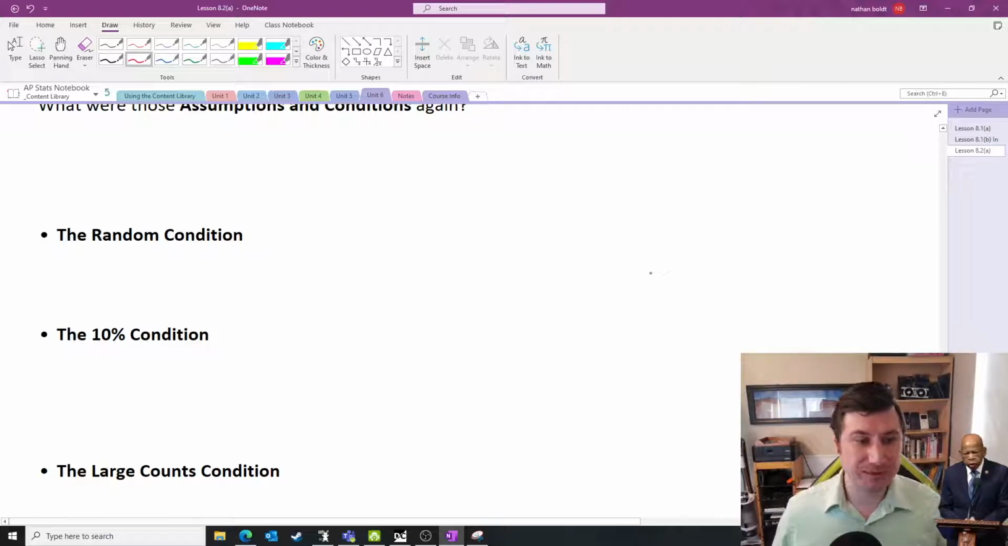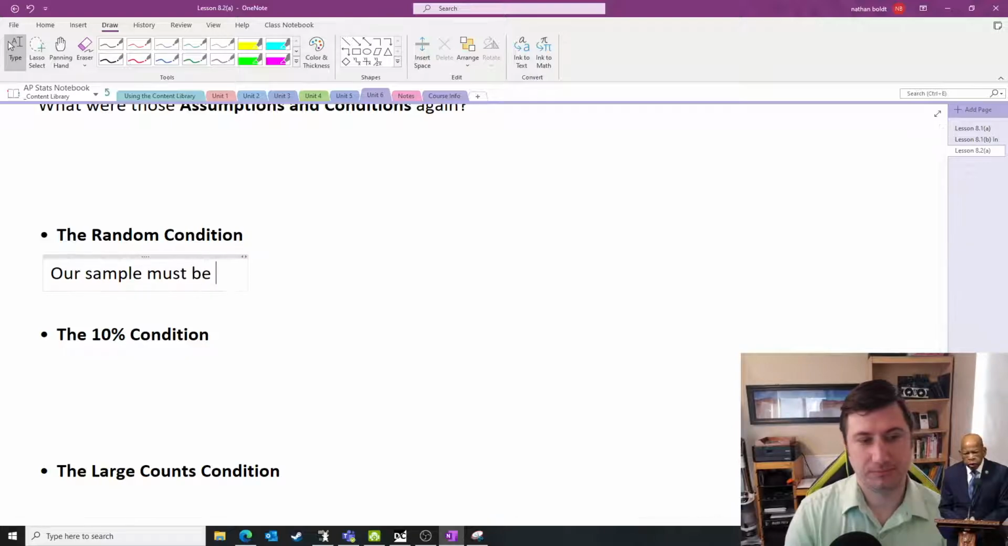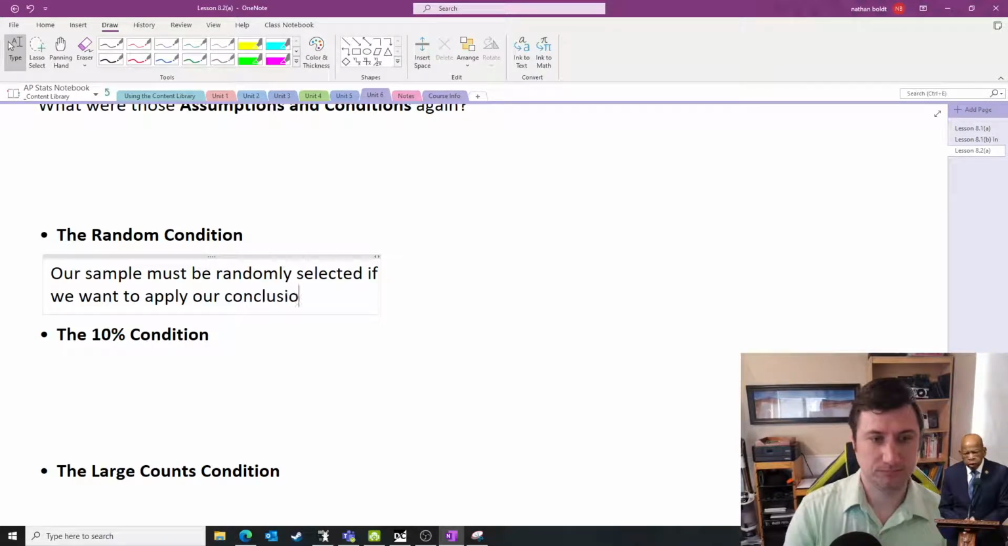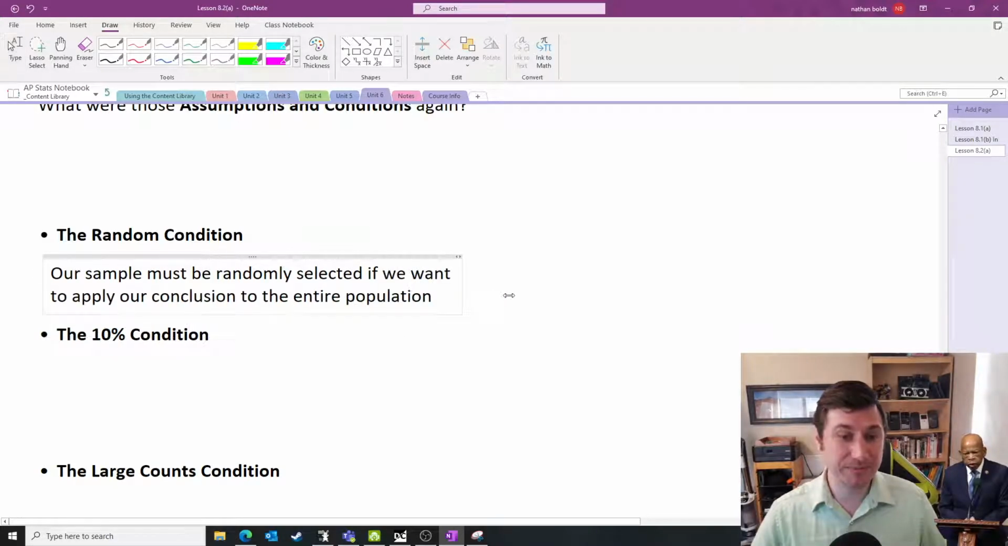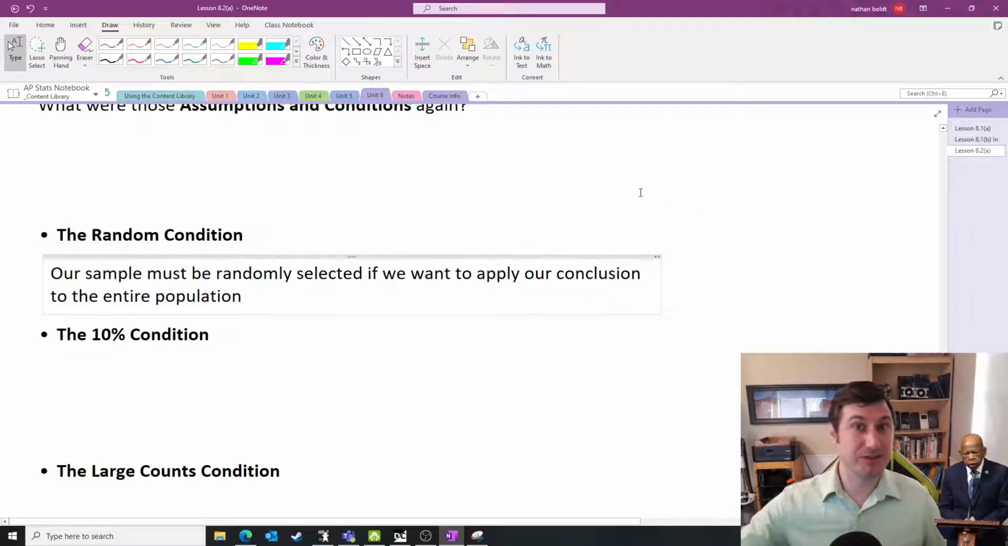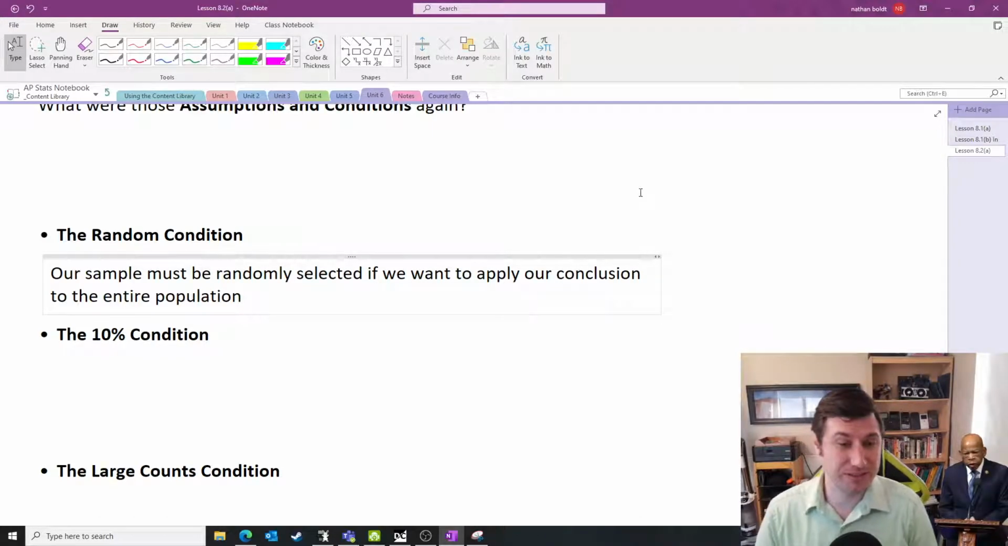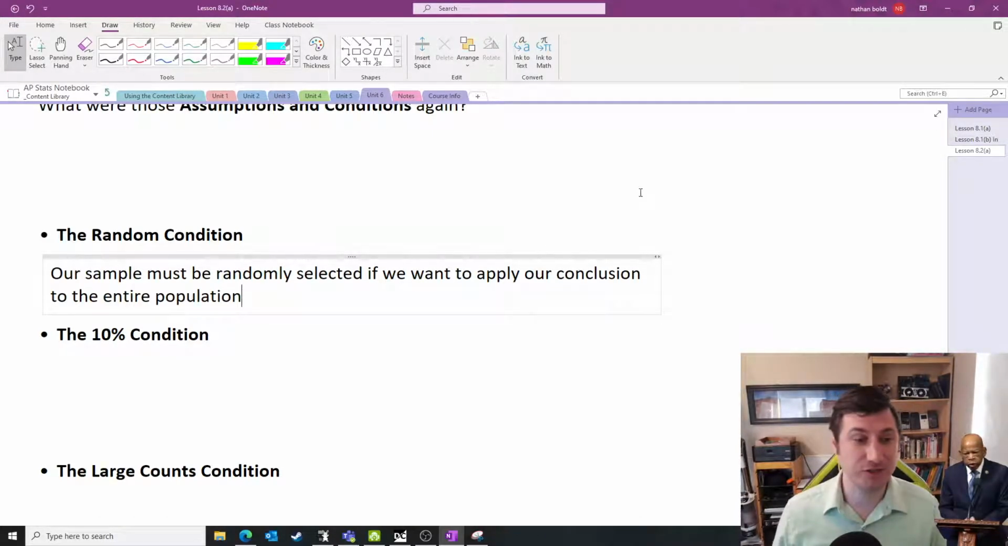First, the random condition. Our sample must be random if we want to apply what we learned to the entire population. All right, you have to randomly sample from your population of interest. Okay, we've learned that a long time ago, but it's worth stating again, and we have to continue to state and check this condition.